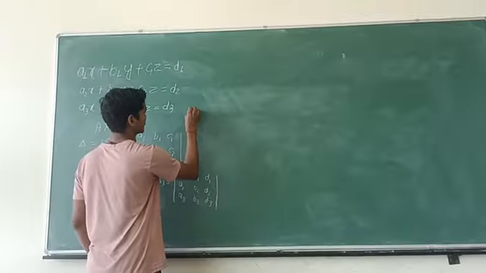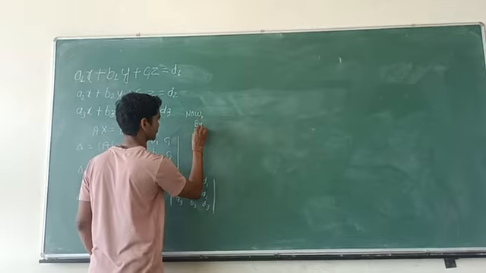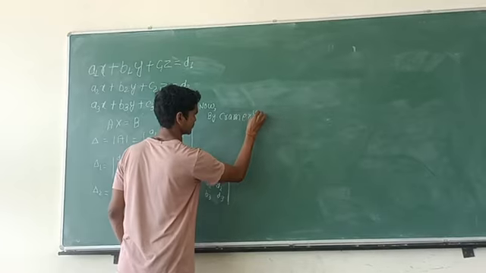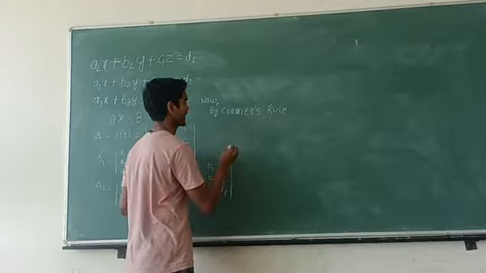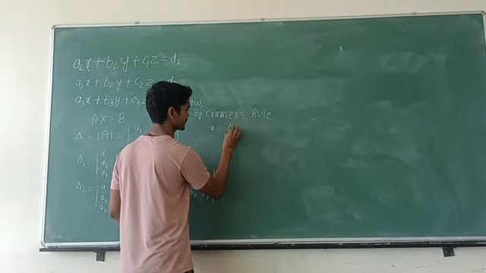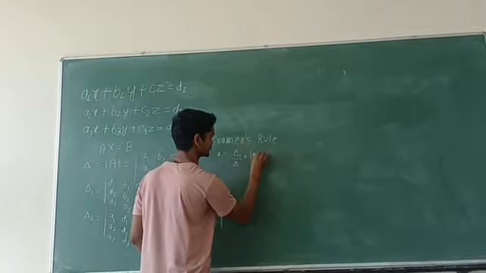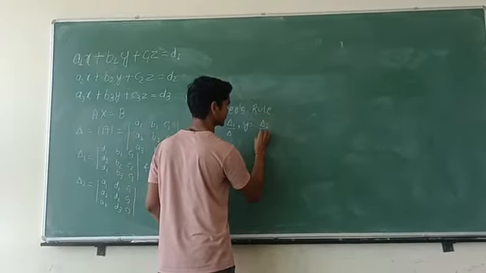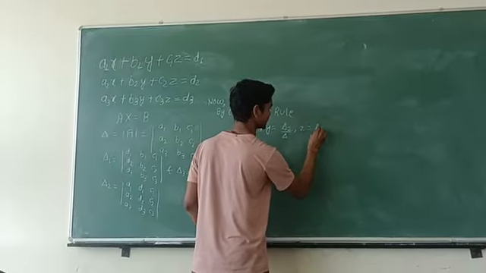Now, by Cramer's rule, x is equal to delta 1 by delta, y is equal to delta 2 by delta, and z is equal to delta 3 by delta.